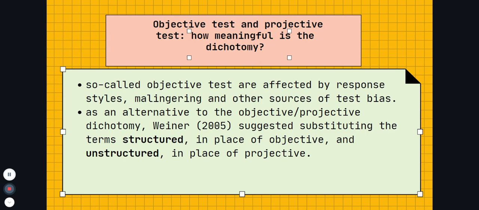So, this dichotomy, the objective test and projective test, based kang Weiner, suggest na lang niya nga i-substitute siya into two terms, the structured and unstructured.